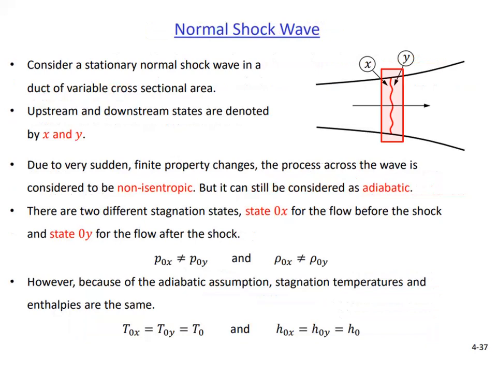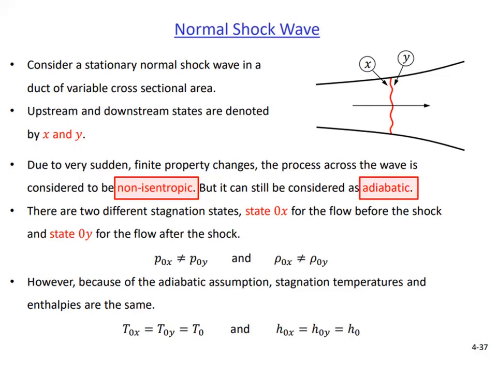Here we see a stationary normal shock wave inside a duct. The states just before and just after the shock are shown with the letters X and Y respectively. The sudden and finite changes across a shock wave make the flow across it non-isentropic, but the shock is so thin that it has negligible heat transfer with the surroundings, and the flow across it can still be considered as adiabatic.